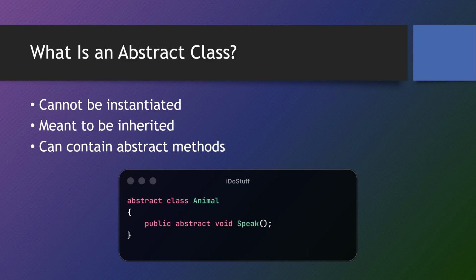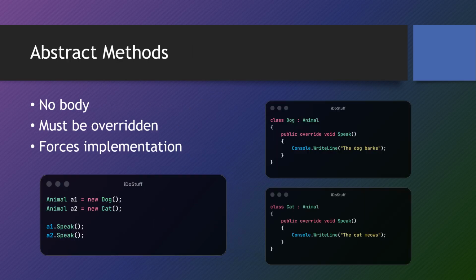What an abstract class is. An abstract class is a class that cannot be instantiated, is meant to be inherited, and can contain abstract methods. Think of it as a template for other classes. It defines what must exist, not how everything works. Abstract methods. An abstract method has no body, must be overridden, and forces child classes to implement it. This guarantees that every derived class provides its own logic. You get structure without fake behavior.